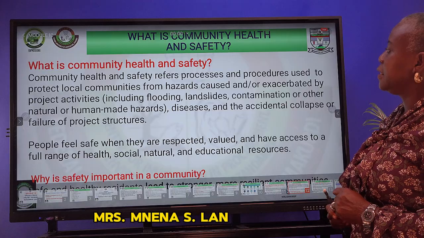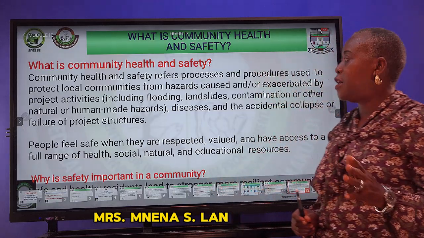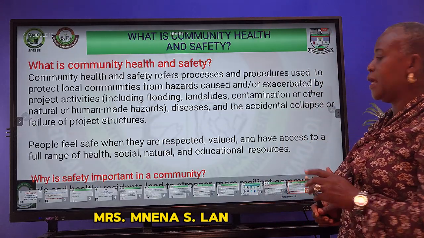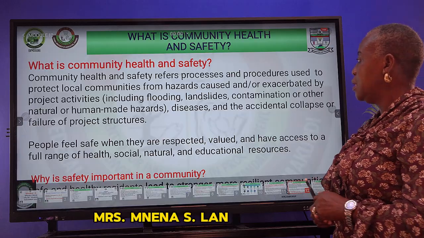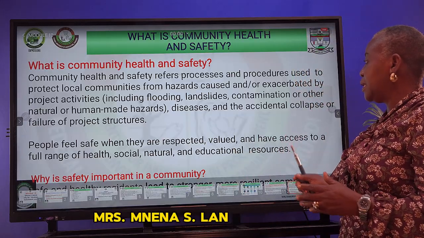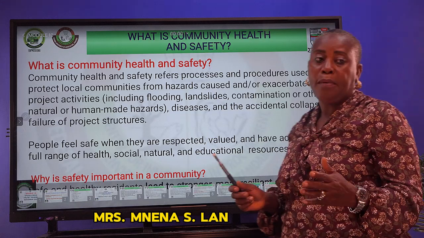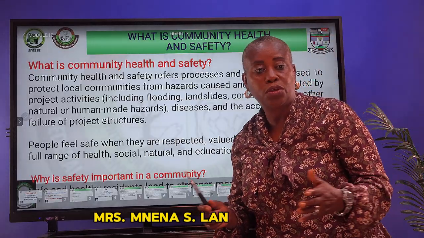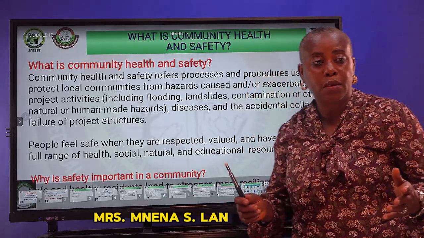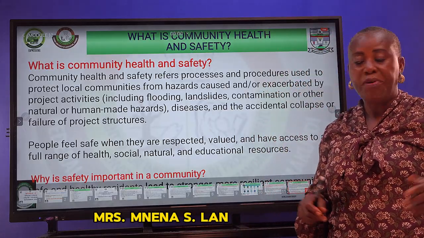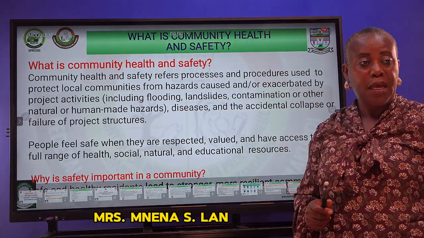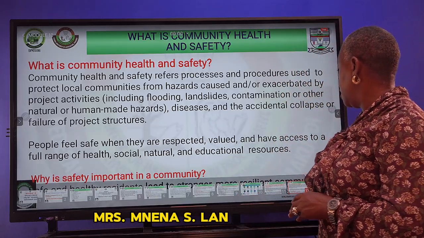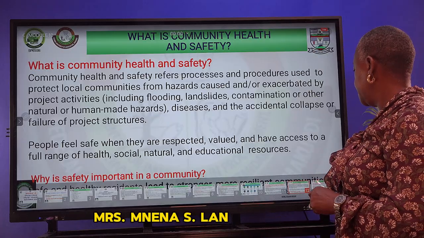So, what is community health and safety? Community health and safety refers to the processes and procedures used to protect local communities from hazards caused by or exacerbated by project activities, which could be flooding, landslides, contamination, or other natural or man-made hazards and diseases. For example, during construction of dams, there could be a collapse of agriculture, or damage to rivers, or some of the natural habitats of communities. So it is important that people are protected from such consequences of project deliveries.